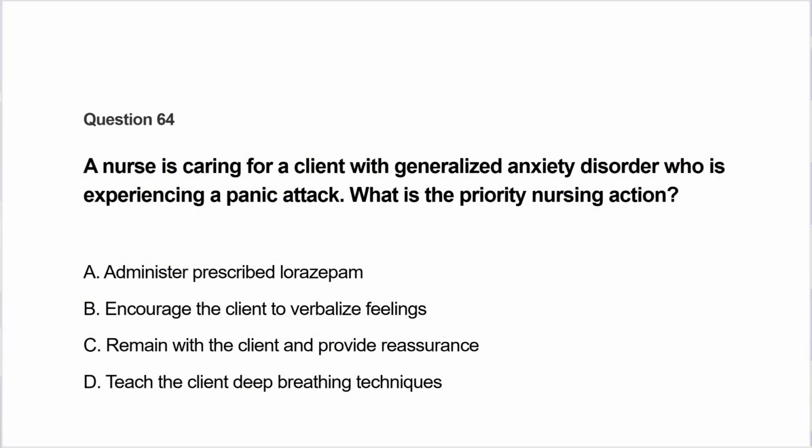64. A nurse is caring for a client with generalized anxiety disorder who is experiencing a panic attack. What is the priority nursing action? A. Administer prescribed lorazepam. B. Encourage the client to verbalize feelings. C. Remain with the client and provide reassurance. D. Teach the client deep breathing techniques.